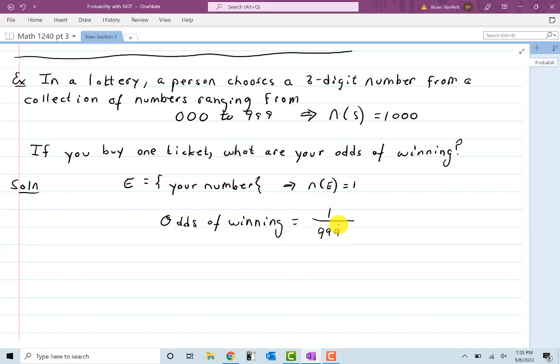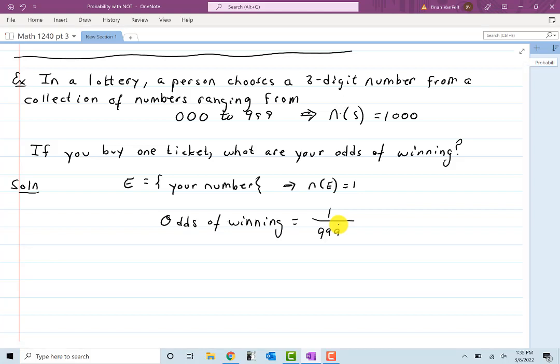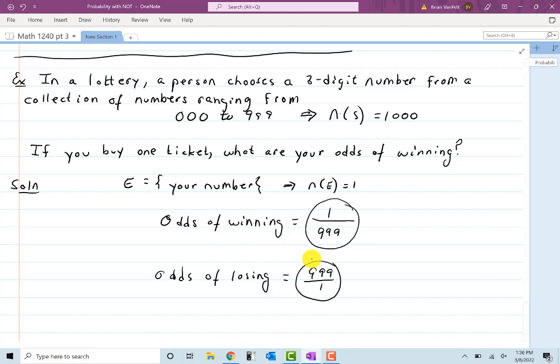So the odds of winning are actually 1 in 999, not 1 in 1,000, as would be advertised on the radio. By the way, odds of losing, you simply take the reciprocal of the fraction, 999 to 1. You do need the divided by 1 because you do need some items to be in the favorable position.